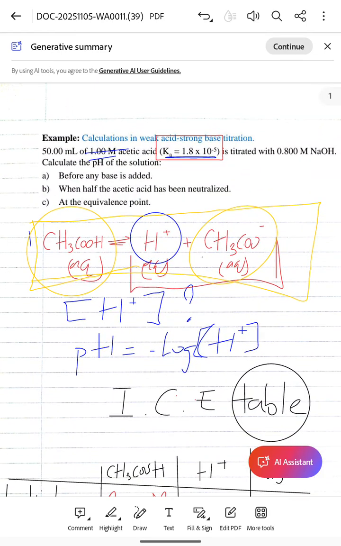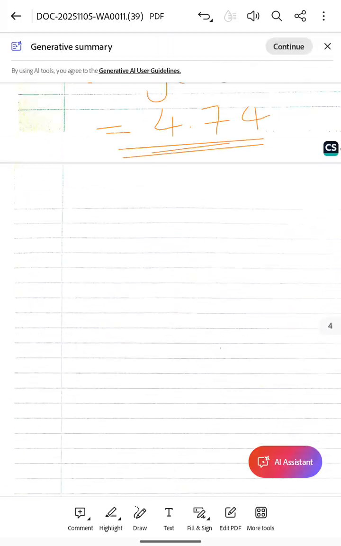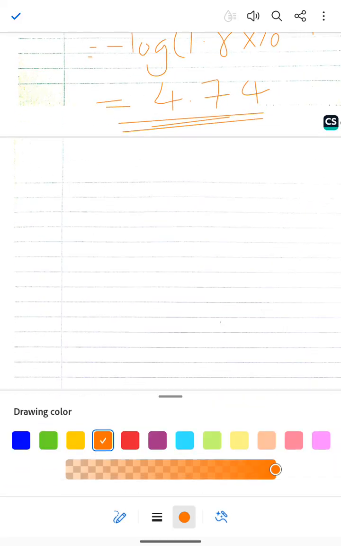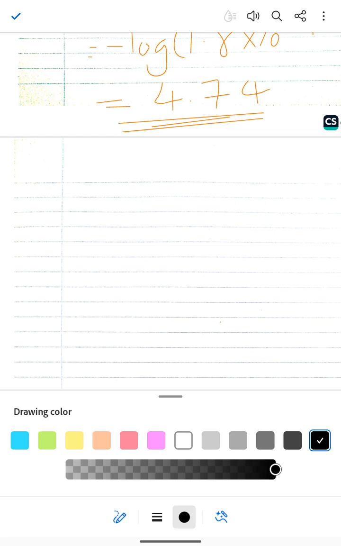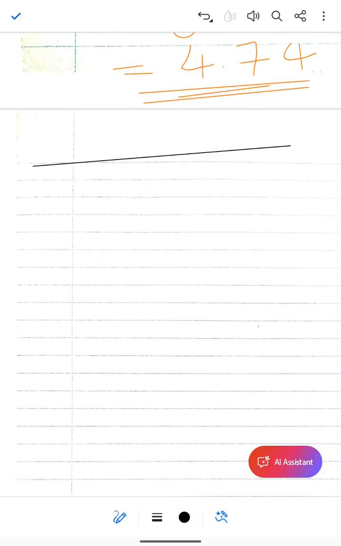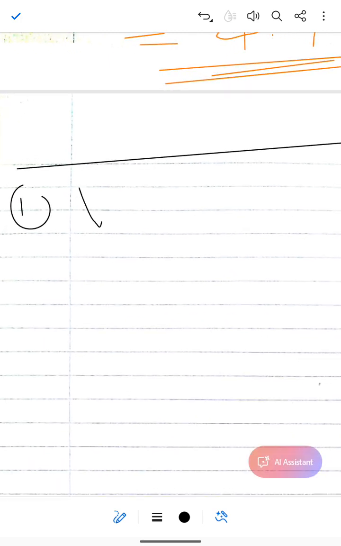For part C, calculate the pH of the solution at the equivalence point. For the equivalence point, let's use a new page. I think you can simply pick a black marker. We can start by calculating the volume of the sodium hydroxide needed to reach the equivalence point. Step number 1, we need to find the volume of sodium hydroxide needed to reach the equivalence point. Now, how can you find that?